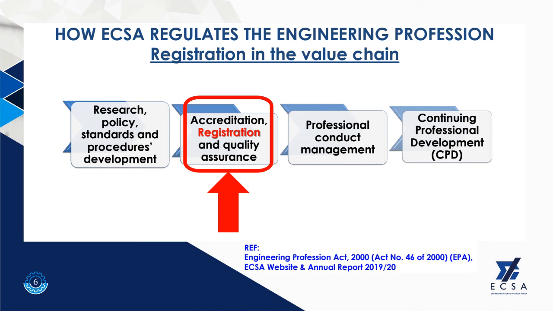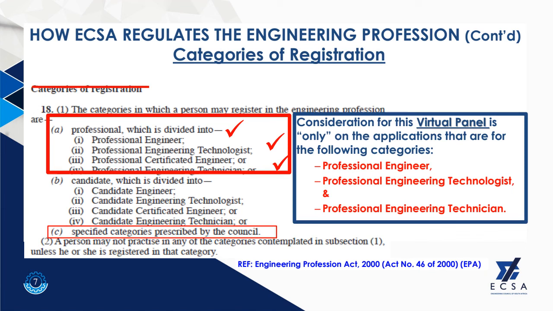And then after that, once a graduate is registered or a candidate is registered, then they have to observe professional conduct. And then it goes on like that. And then they have to conduct the CPD so that they can keep their registration alive after every 5 years. So this is the value chain of a registry. ECSA does other things as well that are not related for here today, but this is where the core of the registration is all about and where it's come from.